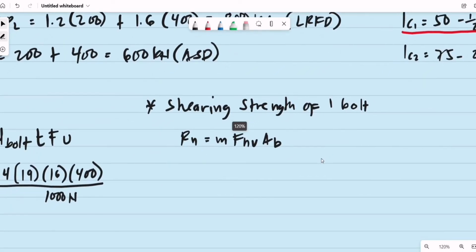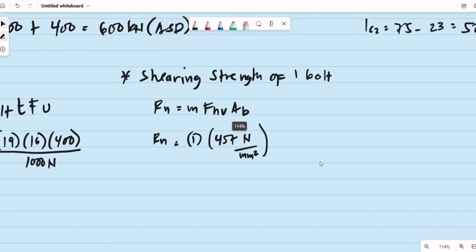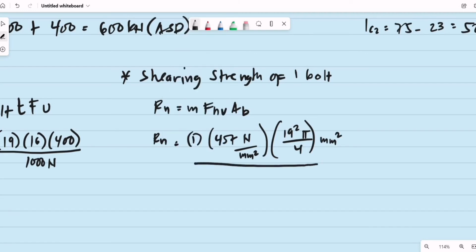Okay, so what will be the shearing strength capacity of 1 bolt? This is R sub n, so the number of shear planes is only 1. F sub nb is equal to 457 megapascals, or newtons per square mm. Again, we are using a 19 mm diameter bolt, so its cross-sectional area will be equal to 19 squared pi divided by 4. And obviously, this is in terms of square millimeters. So for the value of R sub n to be in kilonewtons, this value is to be divided by 1,000 newtons.